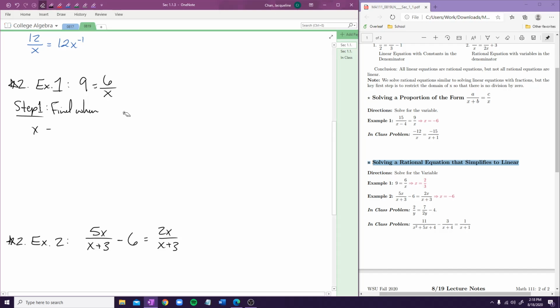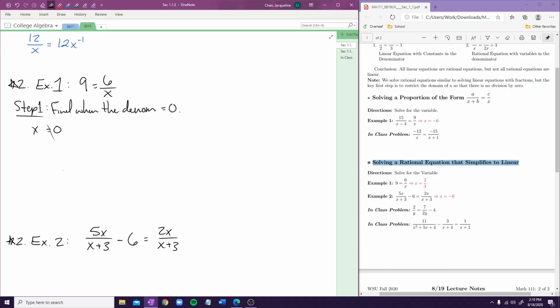Find when the denominator is equal to 0. In this case, our denominator is just x. So if I set that to 0, that means our restricted value: x cannot equal 0. And then we will use that to check our final answer. If we get an answer that is 0, that means there's no solution because that makes our equation undefined.